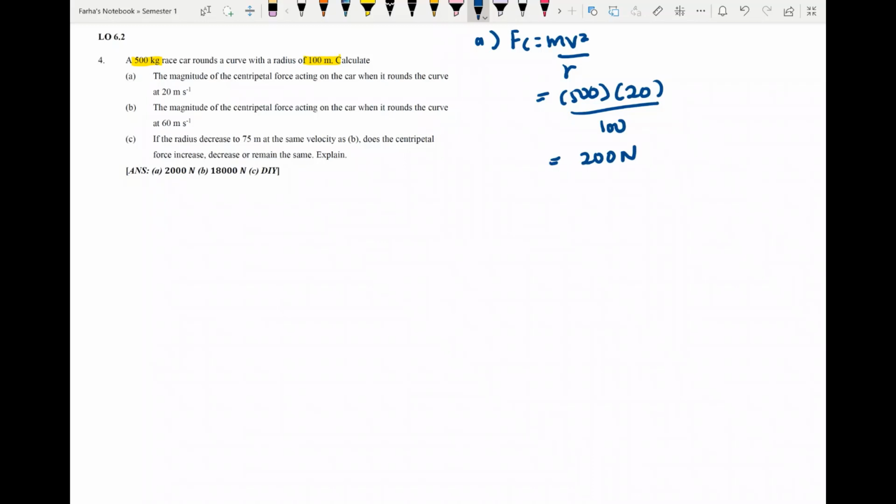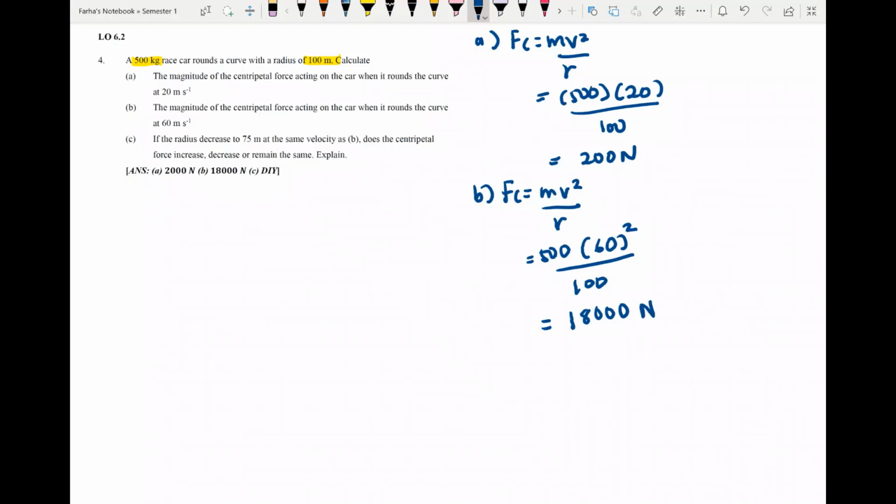Then find the magnitude of the centripetal force acting on the car when it round the curve at 60 meter per second. Okay, so untuk B pun sama juga. Kita just ubah nilai velocity. So 500, so V is 60, R is 100. So we get Fc equals to 18,000 Newton.